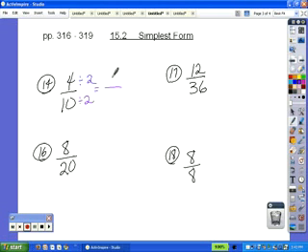4 divided by 2 is 2. 10 divided by 2 is 5. Then we ask, can anything go into both 2 and 5? There's no number that both 2 and 5 can both be divided by, so 2/5 is our reduced answer.